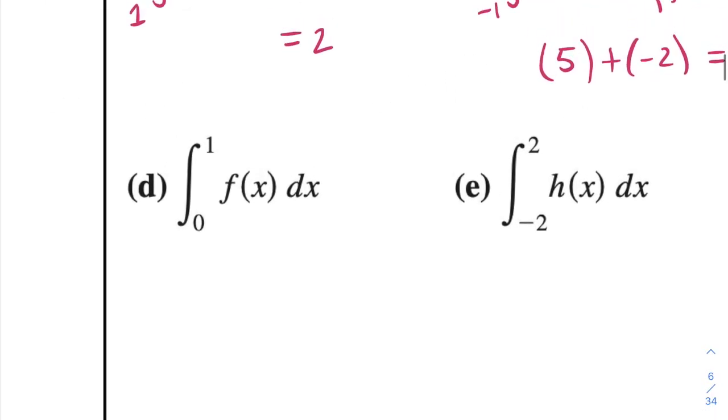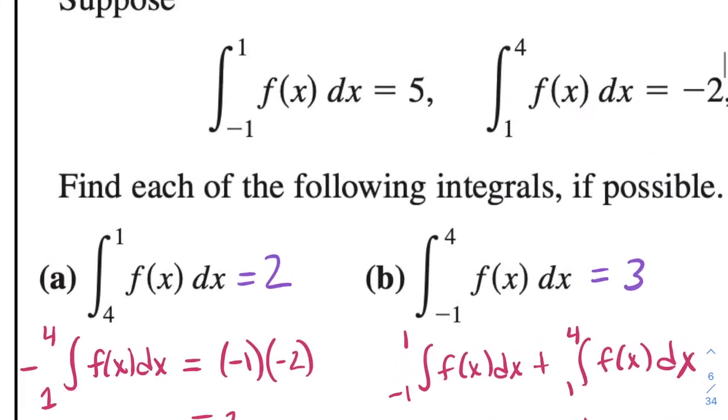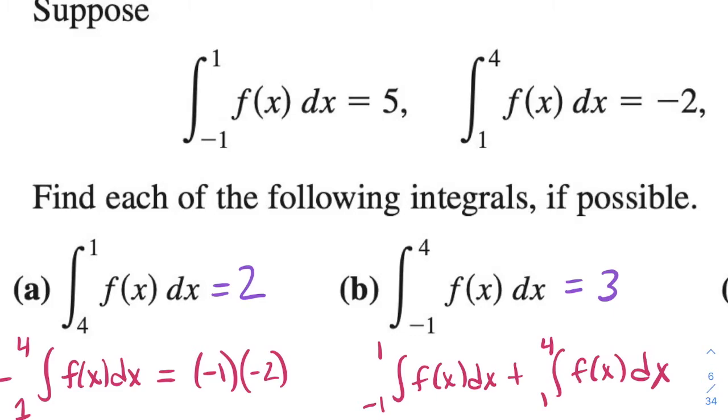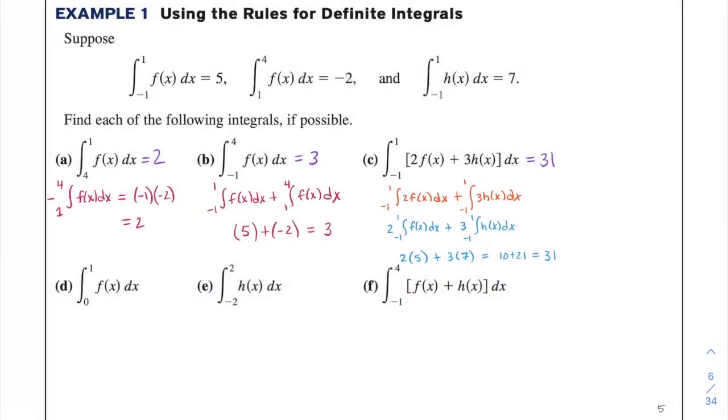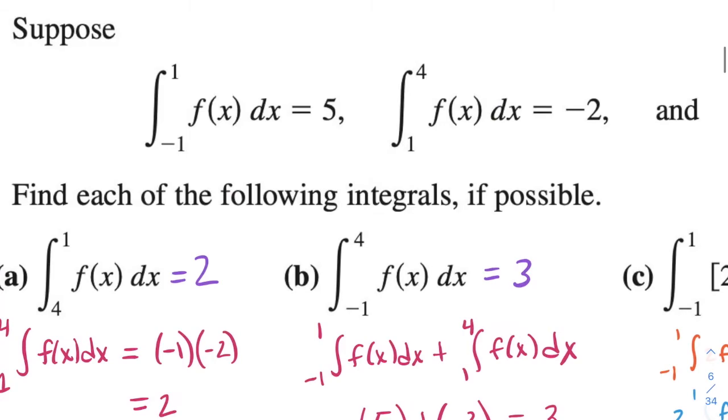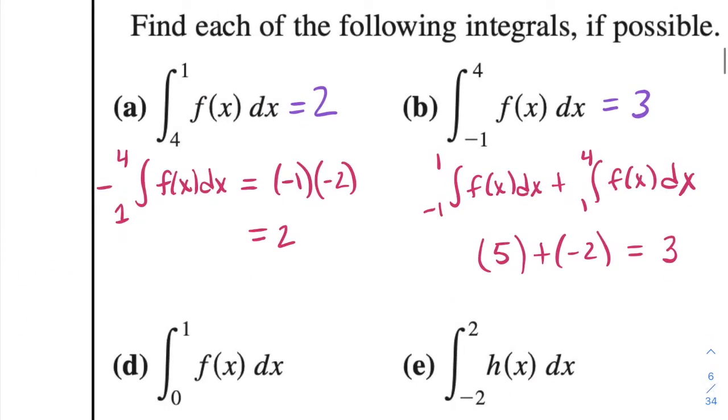Next one, the integral from 0 to 1 of f(x) dx. Let's take a look. There is no 0 to 1, and because none of them overlap, I can't use subtraction and do anything. There's nothing that I can actually do. I'm looking, I don't see anything.